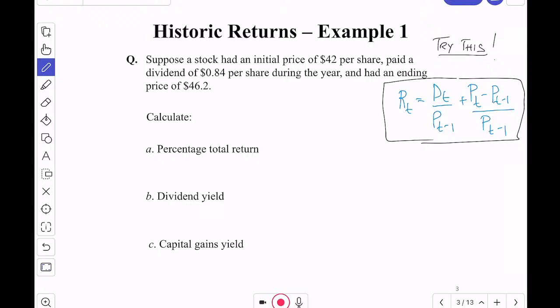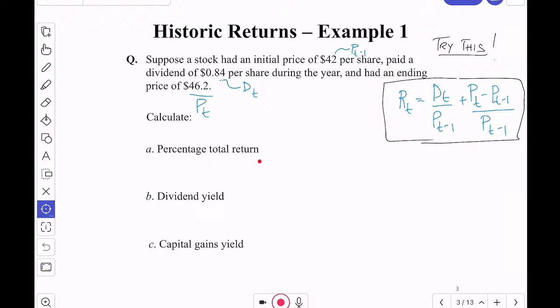Okay, part A. Right, so you could do them separately. This would be dividend yield, and this would be capital gains yield. So let's name everything. Initial price would be P_{t-1} for the formula, and this would be the dividend today, and this would be the price today. So that's how you know what's going on.